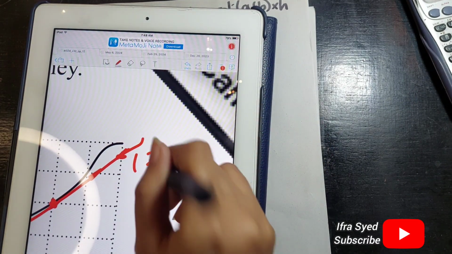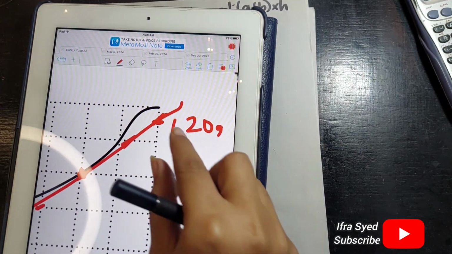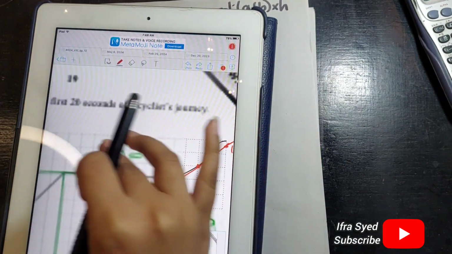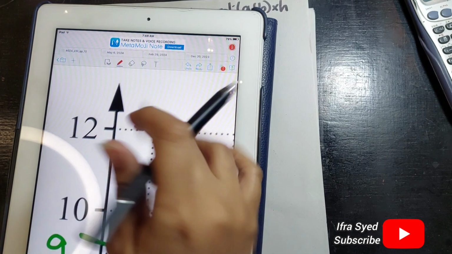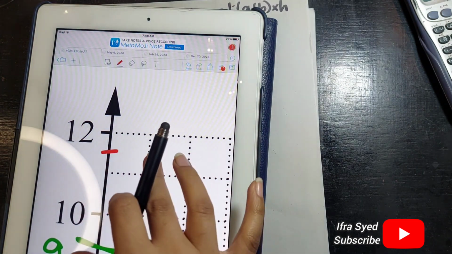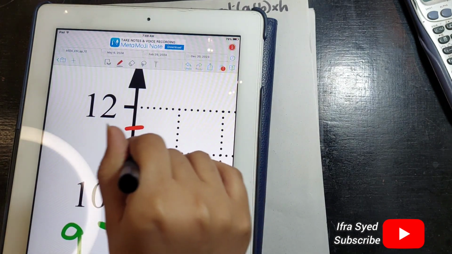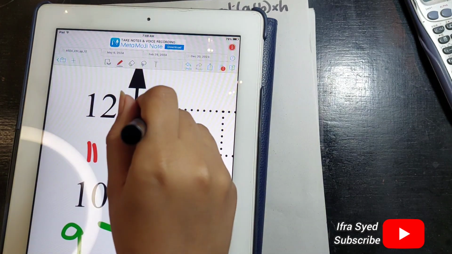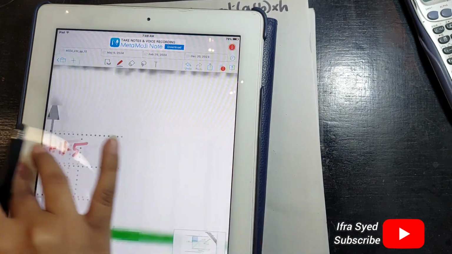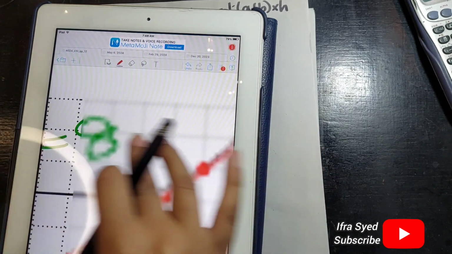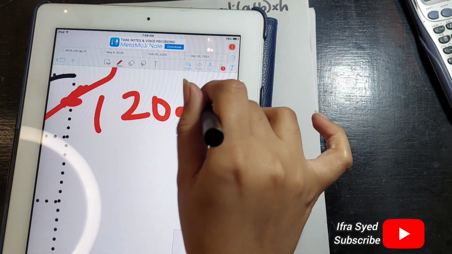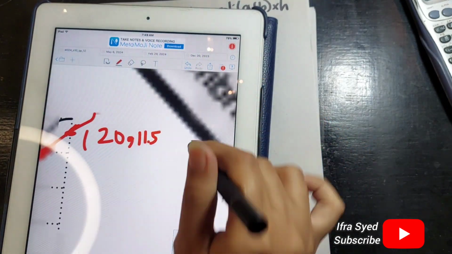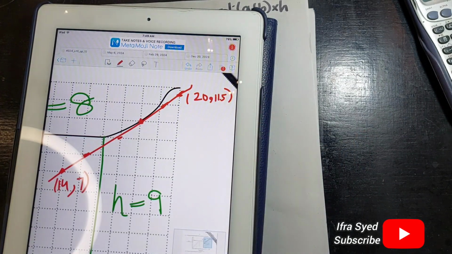So the value of x is 20. Now let's find out the value of y here. It is like here. Between 10 and 12, 11 is between 10 and 12, and this is like 11.5. So these are the two points, 20 and 11.5. I will take these two points to find the value of the gradient.